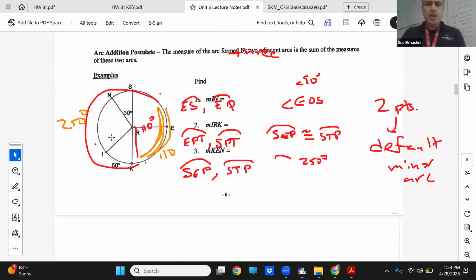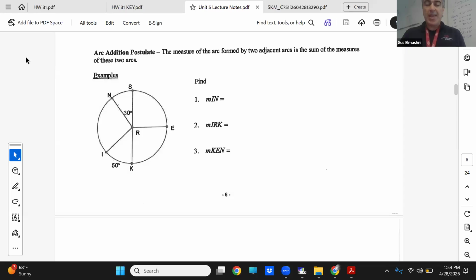Okay, next up, arc addition postulate. Just like angle addition postulate or segment addition postulate, it's the same thing. If you add up two arcs, they add up to the bigger arc, right? And by the way, you're supposed to have these little symbols here. So, arc IN, arc IRK, and arc KEN. Okay, so for measure of arc IN, well, first off, let's do this before we get too carried away. I'm going to say this is 50, right? I'm going to say this is 100.